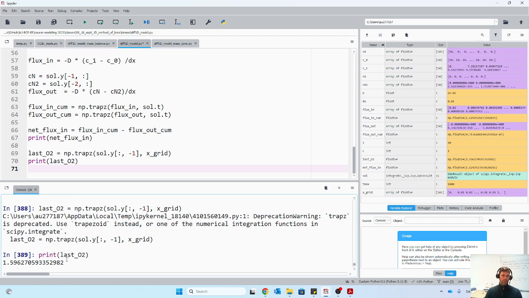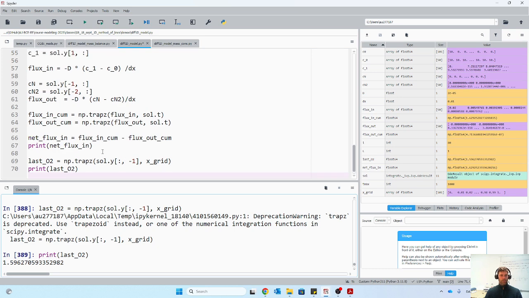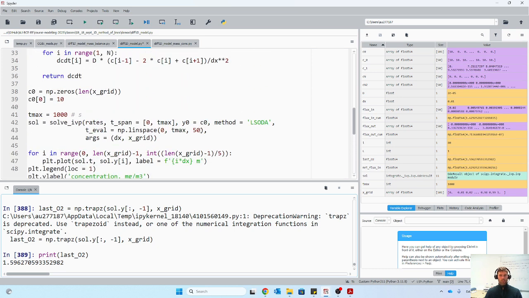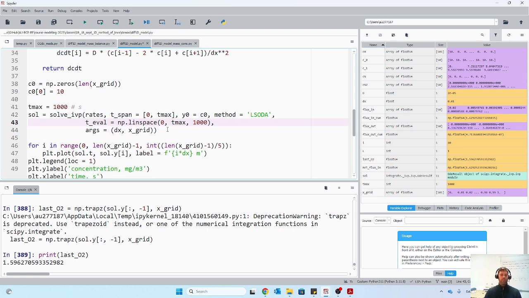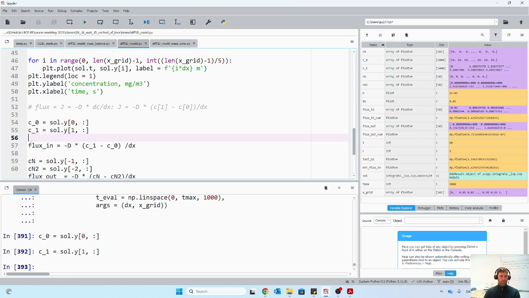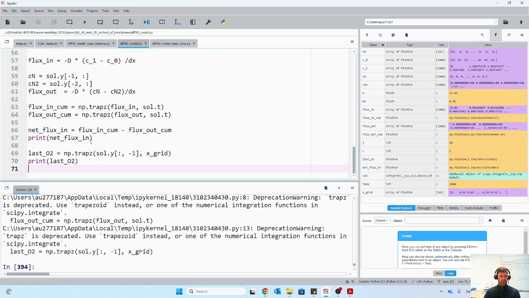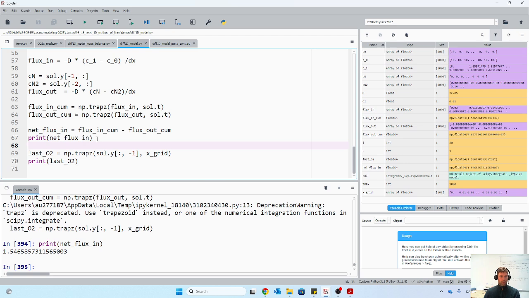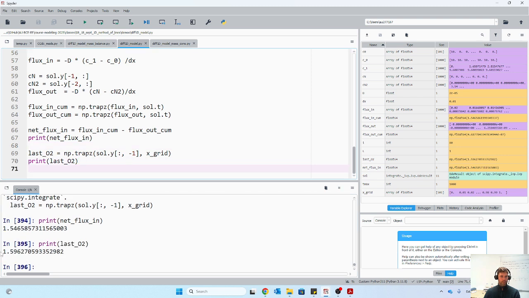So obviously something is a little off, and the reason for this is that we only have an output of 50 time points. So let's increase this so the solution gives us a lot more time points. This increases the accuracy of this flux calculation. So we solve it again with 1000 time points and calculate all these fluxes again. And now we get the net flux of 1.546 and 1.59. So there's still a problem here.